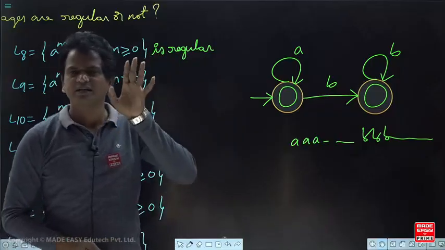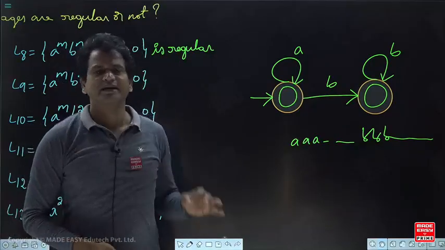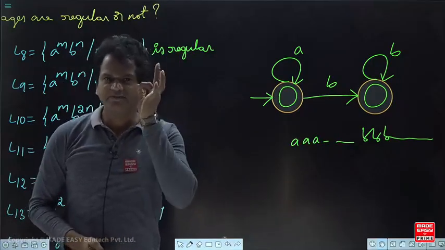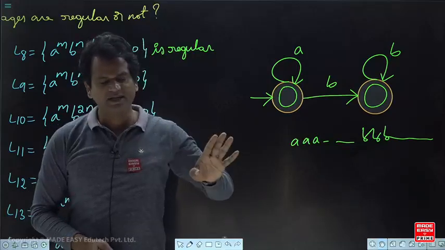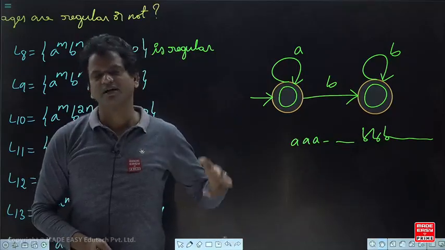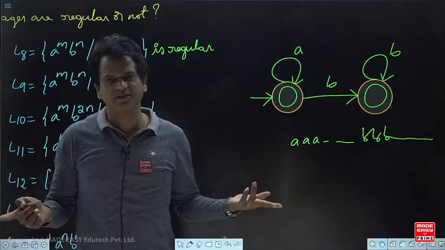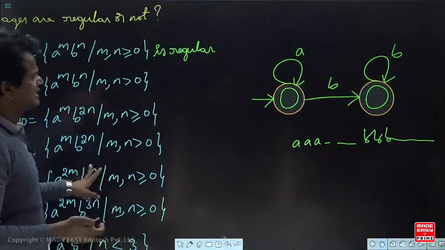And moreover, there is no comparison between A and B. If A's are 100, B's can be 100, equal, lesser or more. There is no relation between A and B. They can be any number.